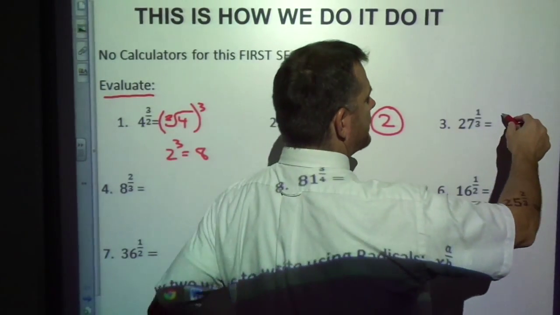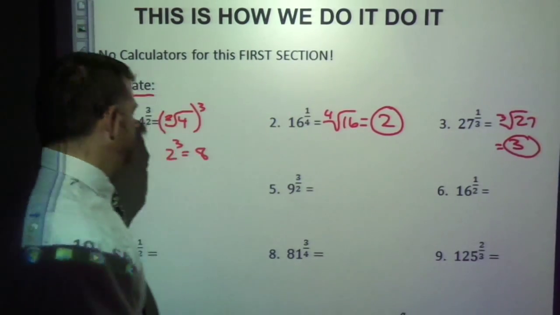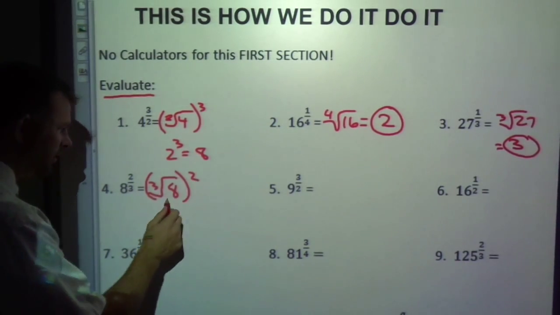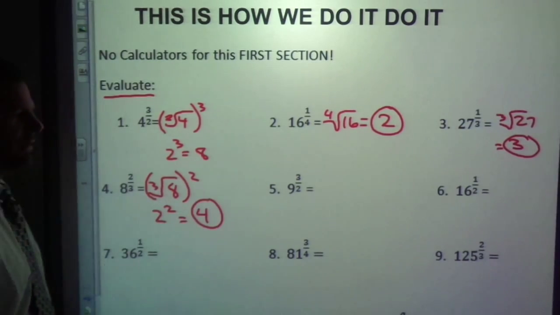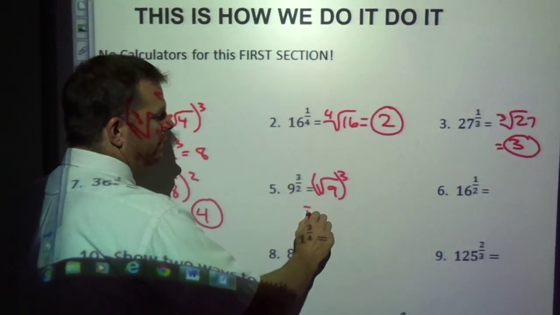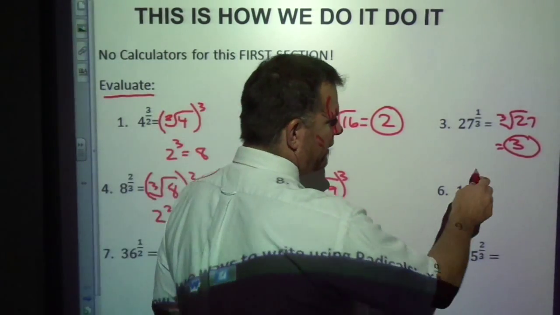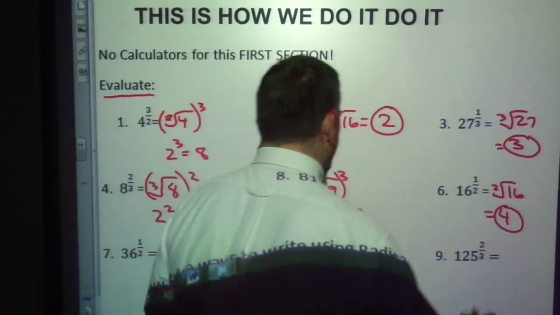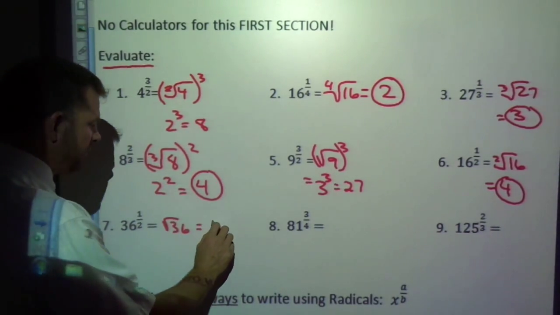27 to the 1/3. That is the cube root of 27, which is 3. This is cube root of 8, then squared. Cube root of 8 is 2, and 2 squared is 4. This is square root of 9 to the third. Square root of 9 is 3. 3 to the third is 27. 16 to the 1/2 is square root of 16, which is 4. 36 to the 1/2, that is square root of 36, which is 6.